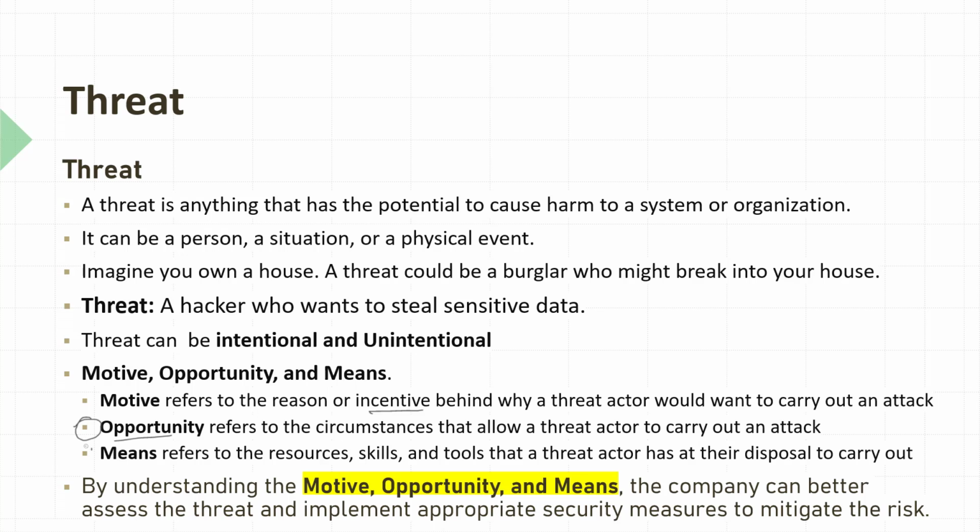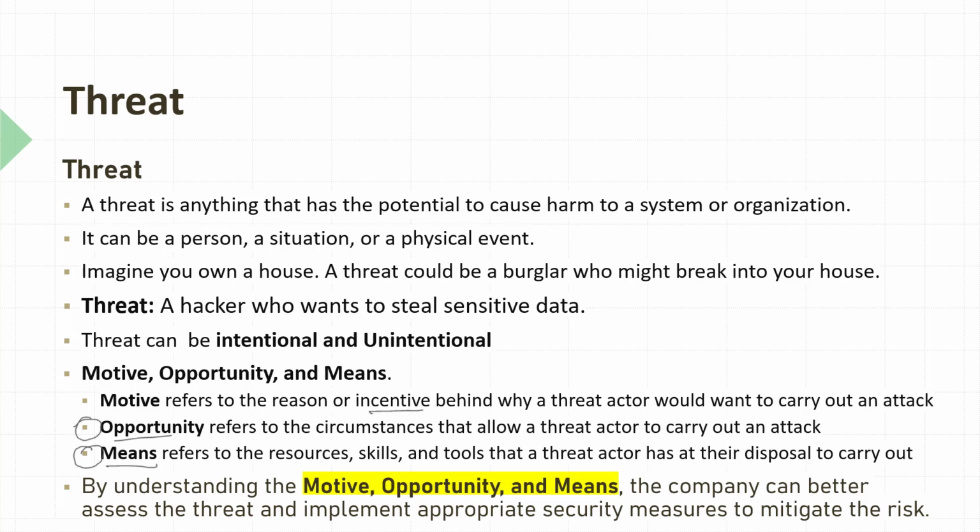Somehow today we have solutions in place where we can identify what method they can use, which is called TTP. So that's why you heard about the new buzzword in the market called threat intel, by which we are able to predict maximum behavior. So that is basically called threat actors. When we trigger any threat, it is driven by three factors: motive, opportunity, means. By understanding the motive, opportunity, means, the company can better assess the threats and implement the appropriate measures.